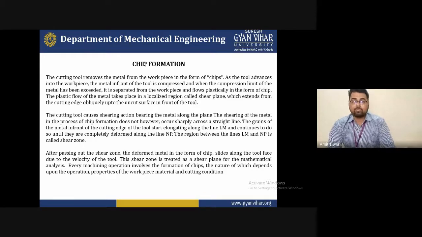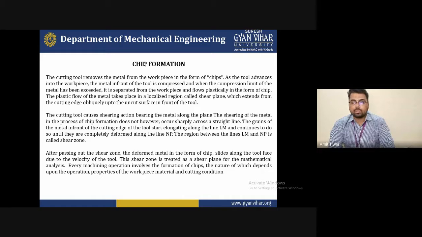The plastic flow of the metal takes place in a localized region called shear plane, which extends from the cutting edge obliquely up to the uncut surface in front of the tool. The cutting tool causes shear action in the metal along the plane.